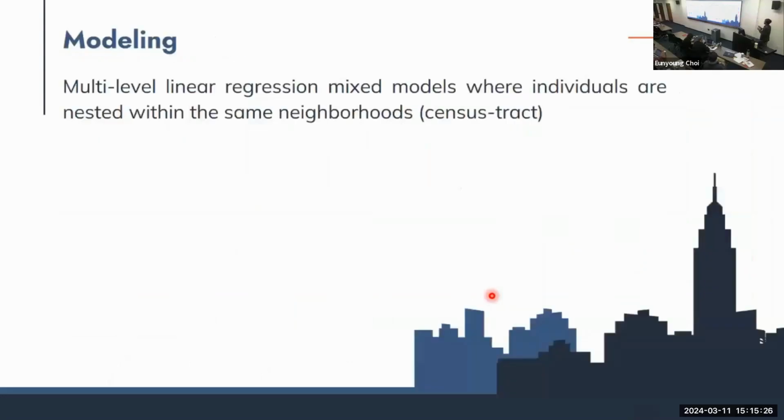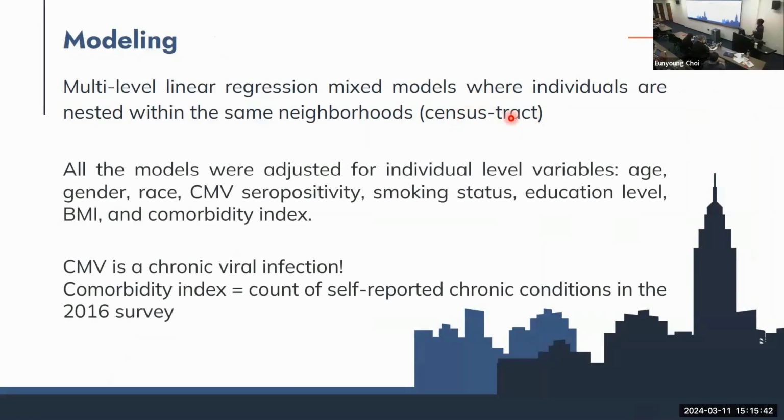So to identify whether our immune subsets differ based on the previously seen exposure variables, we use multi-level linear models, linear regression mixed effect models, where we use census tract as a mixed effect. All the models are adjusted for the standard covariate adjustment.